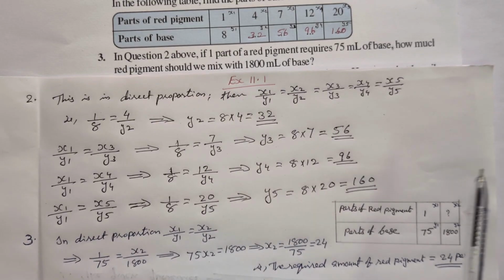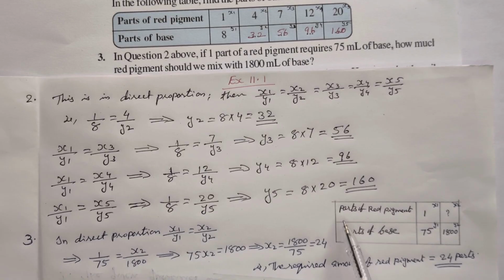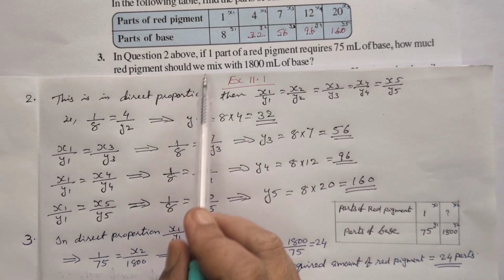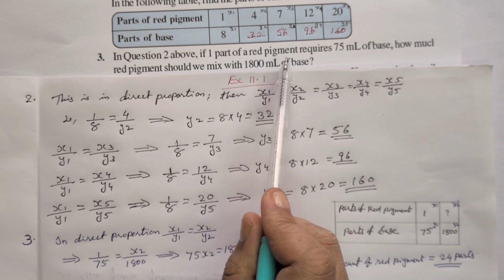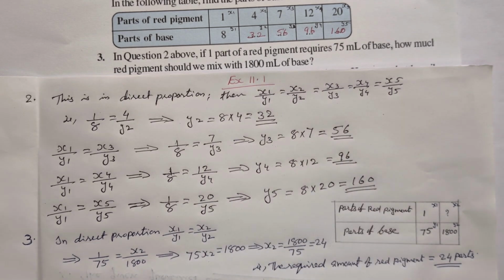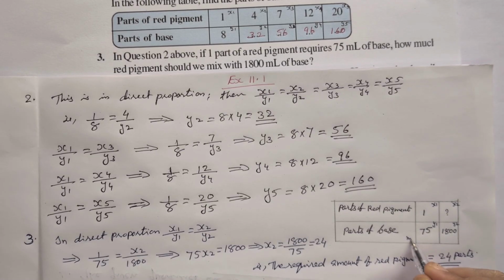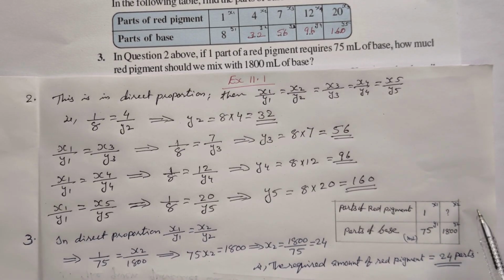For that we can make a table the same way, parts of red pigment and parts of base. For one part of red pigment, 75 ml of base. So that means for one part, 75 ml of base, this in ml. And for 1800 ml of base, we have to find how many parts of red pigment.